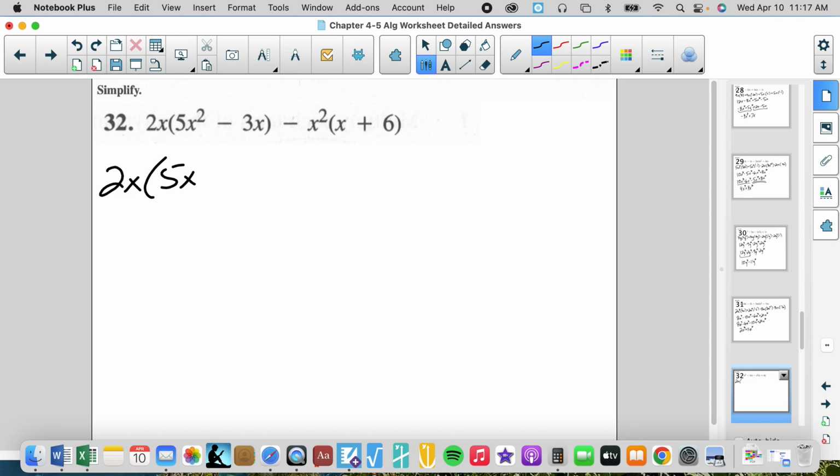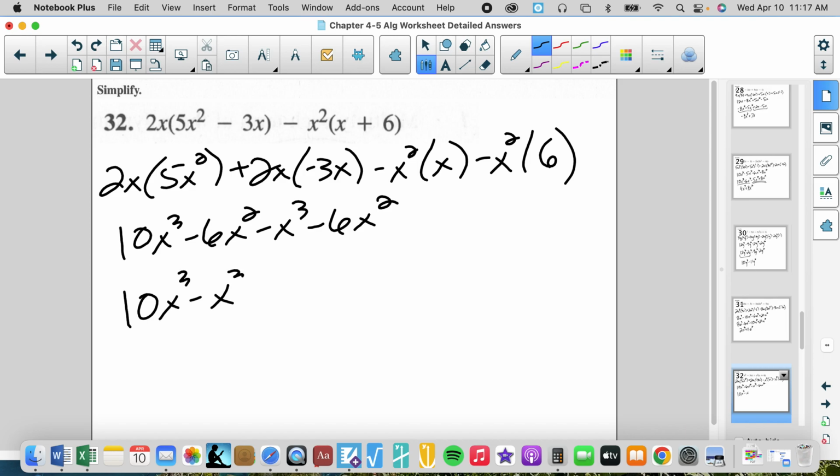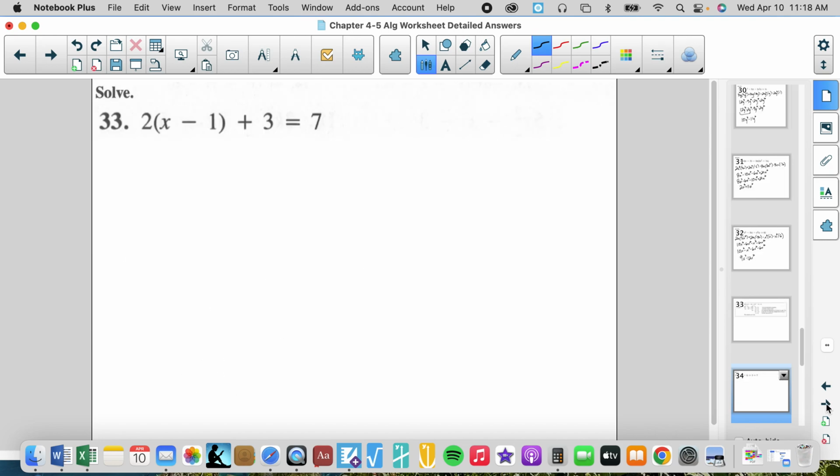Now we're getting into the mastery part. We're doing so many that we're becoming proficient. We're becoming fluent that we can do this almost with our eyes closed. 10x to the third minus 6x squared minus x cubed minus 6x squared. Look how fast we can do this. Let's make sure that we can do it with speed and accuracy. That gives us 9x to the third minus 12x squared. Boom!